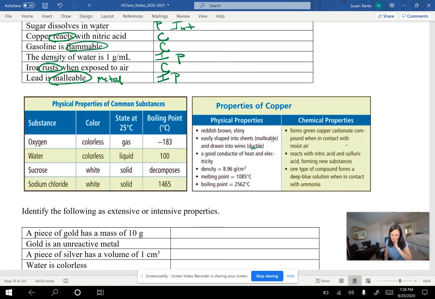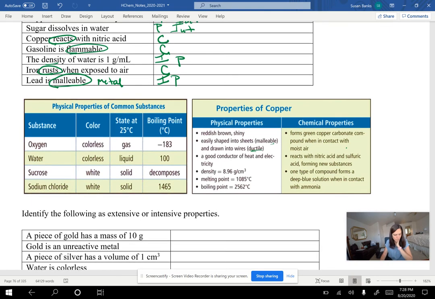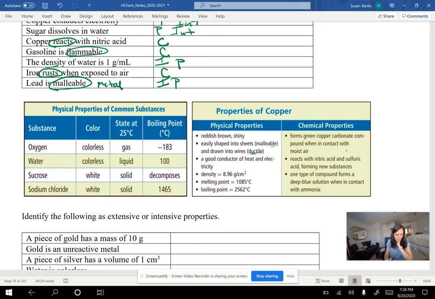One type of compound forms a deep blue solution when in contact with ammonia. It also will create deep blue water solutions as well. Okay? Physical properties of substances. Oxygen is colorless. It's a gas at normal temperatures. Its boiling point is negative 183. Water is colorless. It's a liquid, and its boiling point is 100 degrees Celsius.